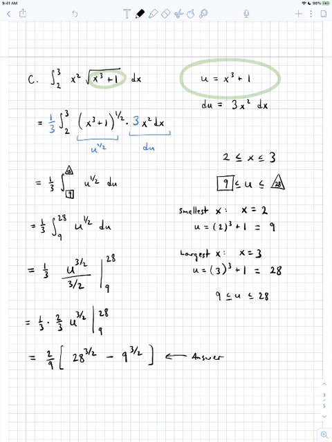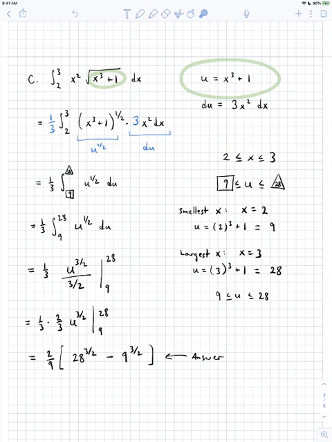Now notice I didn't end up with an antiderivative here. That's because I'm looking at a definite integral. Importantly, I don't have to convert back to x's because when you compute a definite integral, all of your variables go away. There is no x here anymore. Once you convert everything into u, we've even converted the limits of integration into u. And because we've converted the limits of integration into u, we don't have to go back to x.